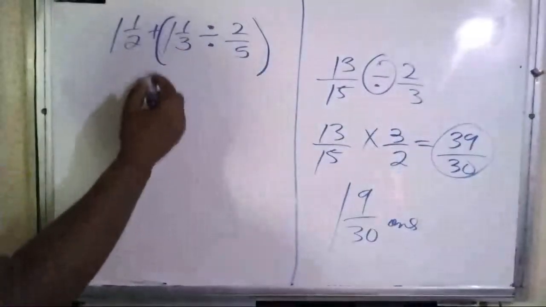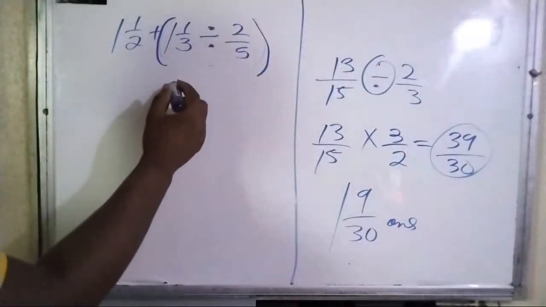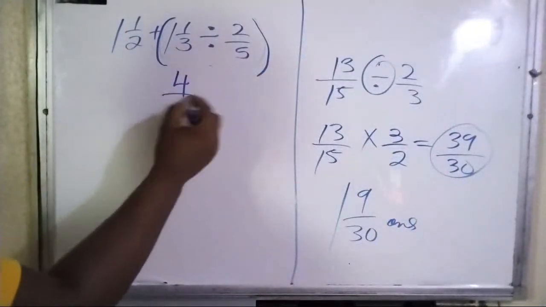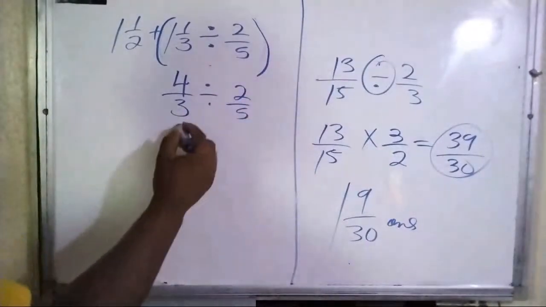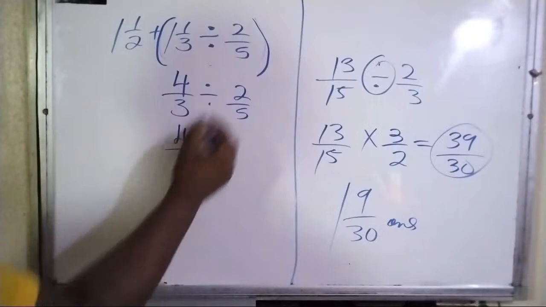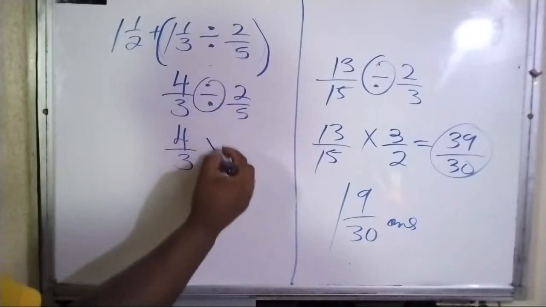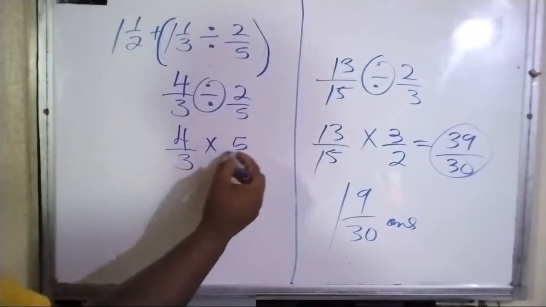So we do 1 and 1/3. So 1 times 3, 3 plus 1. So this gives us 4 over 3. Put back the division sign first, put back 2/5. Then we say 4 over 3. We change the division to multiplication. We just do one like that and we have to reciprocate.